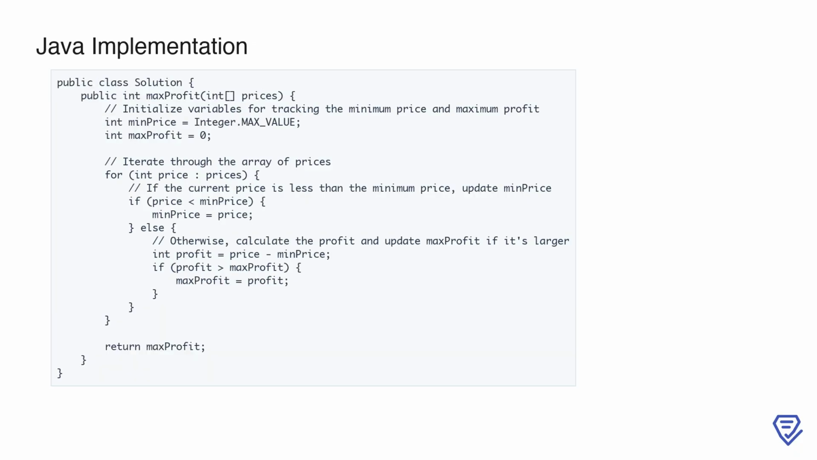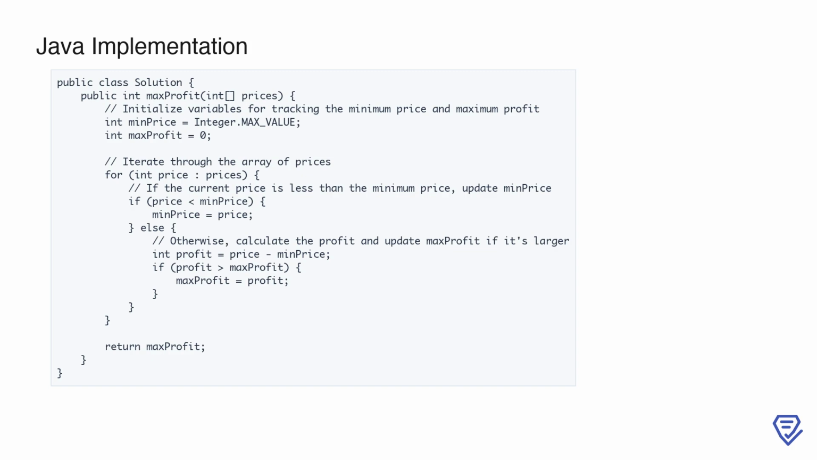This is the Java implementation of the Best Time to Buy and Sell Stock problem, LeetCode number 121. The logic mirrors the Python solution, with type declarations and Java-specific constructs. The algorithm iterates through the prices array, maintaining the minimum price encountered so far and calculating the maximum profit possible at each step. Key differences from Python include type declarations, int instead of dynamic typing, and the use of Integer.MAX_VALUE to represent infinity.